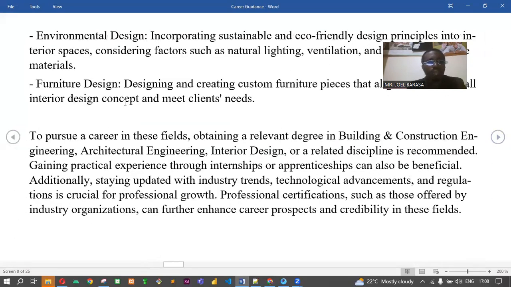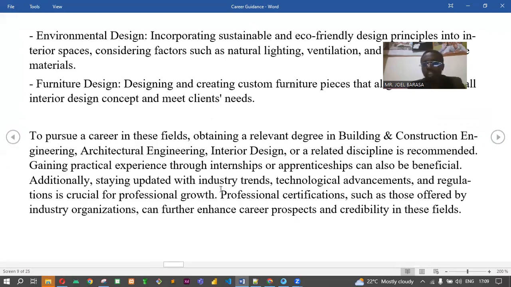Environmental designs help you deal with natural lighting and ventilation in your house. They tell you, this is where you put the door, here is the window, you can put the ventilation to look like this and so on. Furniture designs help you create custom furniture spaces and furniture pieces. All this, even the textile industry, falls under the building and construction industry and so on.